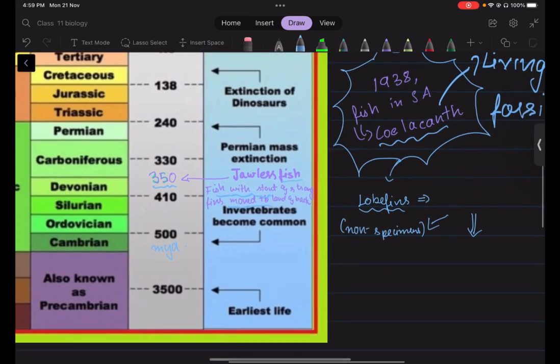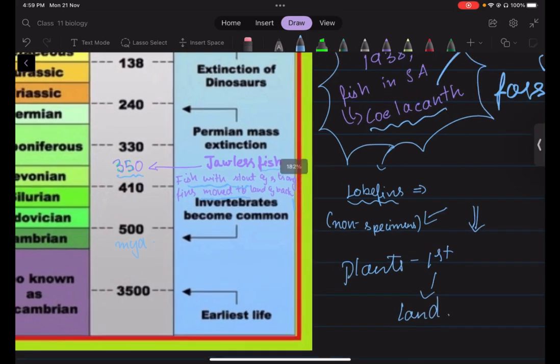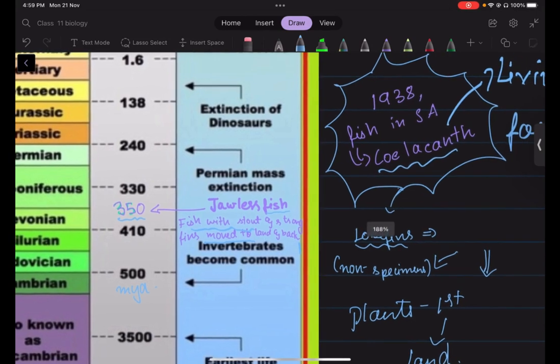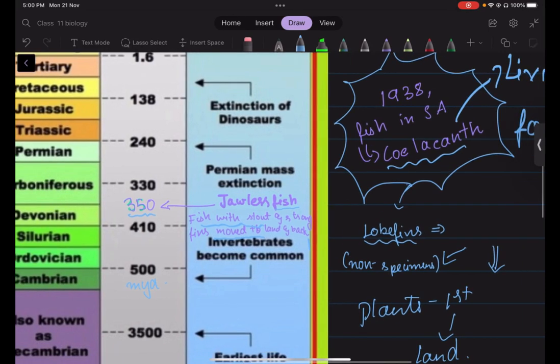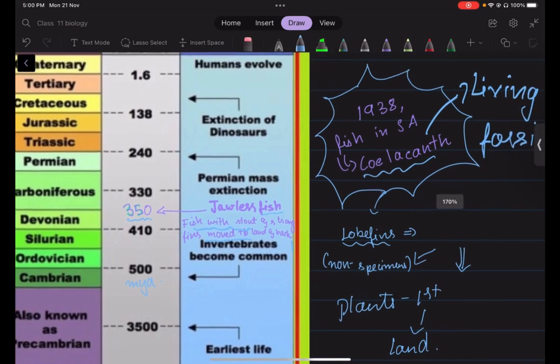But these were not the first ones to occupy land. Plants were the first ones to come onto land. But after that, fish with stout and strong fins came to land and then went back to the ocean. So you can say probably from these fishes only the amphibians evolved.